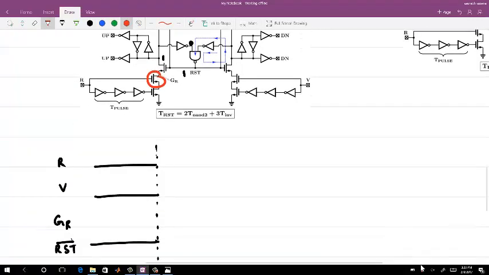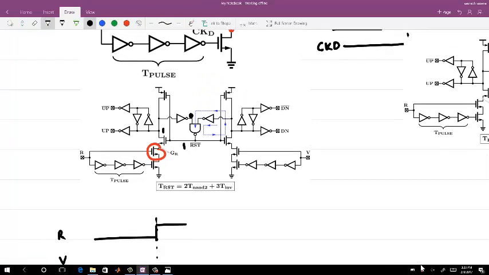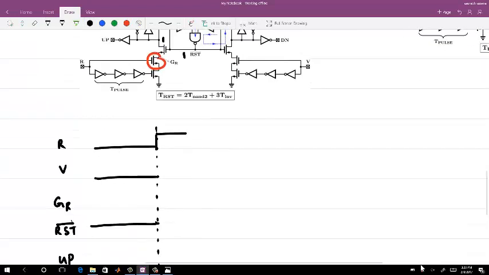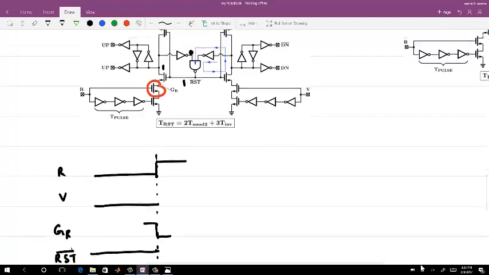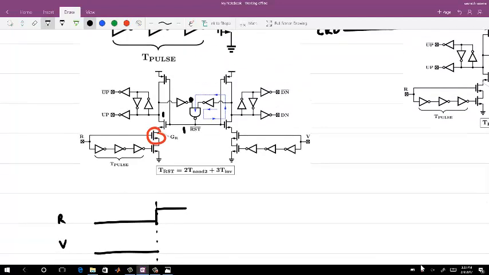Okay, now when your R signal goes high in this region, then what happens? You pull the GR node to ground. So the GR node was pulled to ground as such, right? And when the GR node was pulled to ground, this node is pulled to the ground.